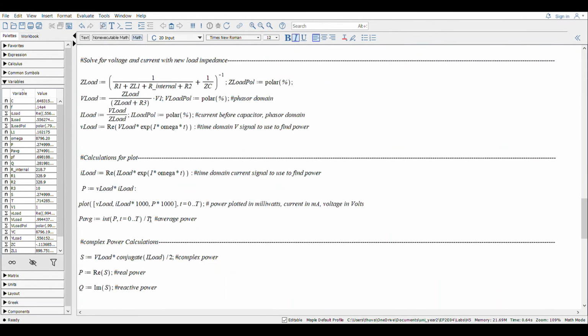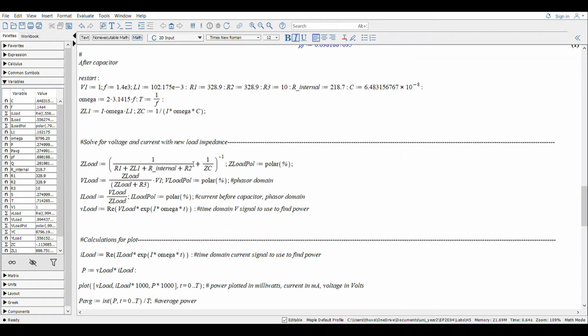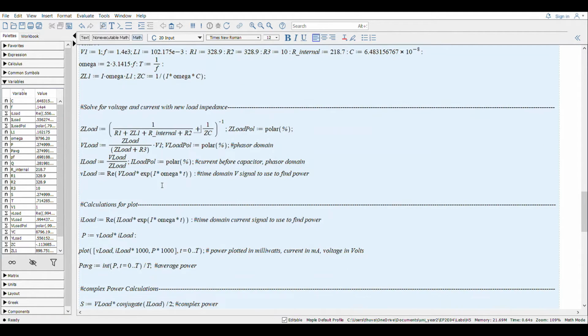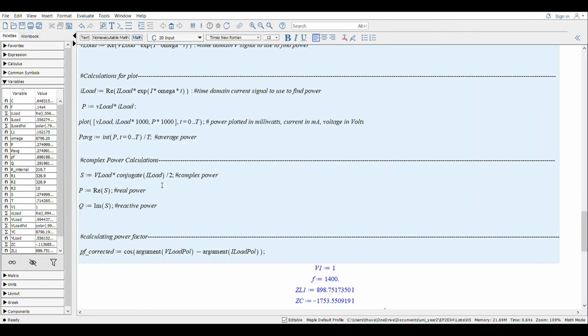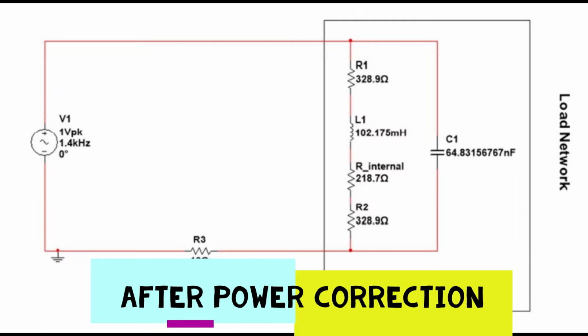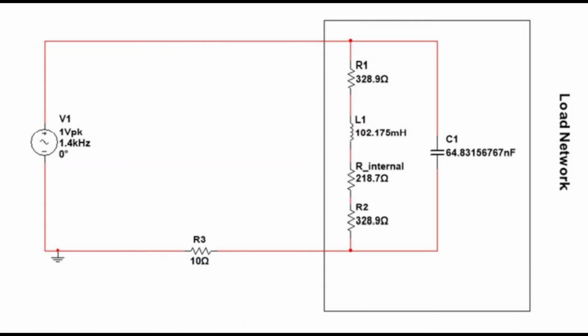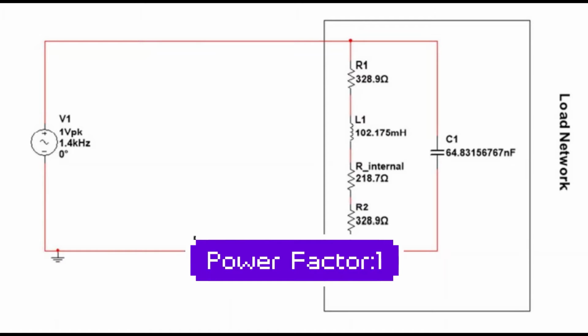And then for after the capacitor is added, it's basically the same process except I added the capacitance that I found earlier into our impedance of the load calculation and added them in parallel. And everything else is exactly the same as I did earlier, which can also be seen in the report. This is the circuit where the power factor has been corrected to 1 by the capacitor in parallel.